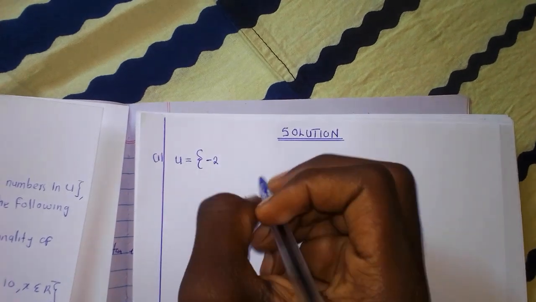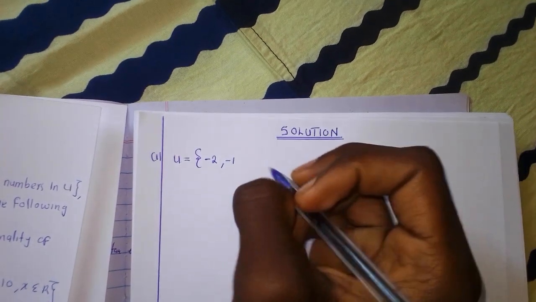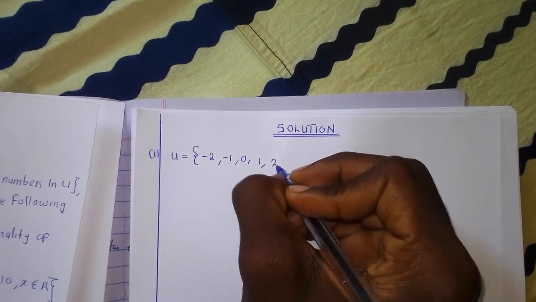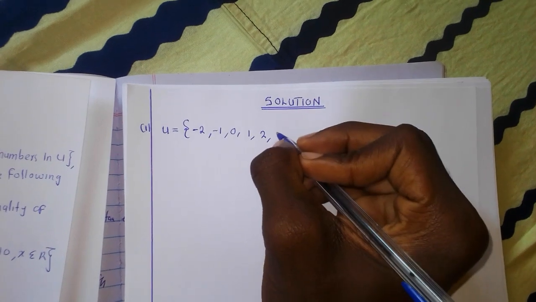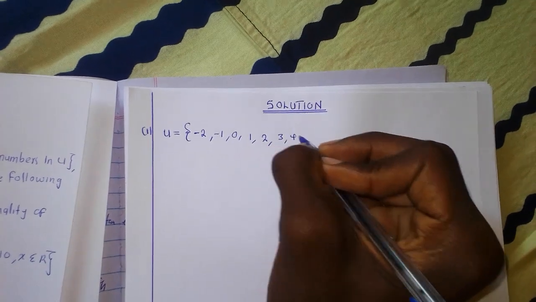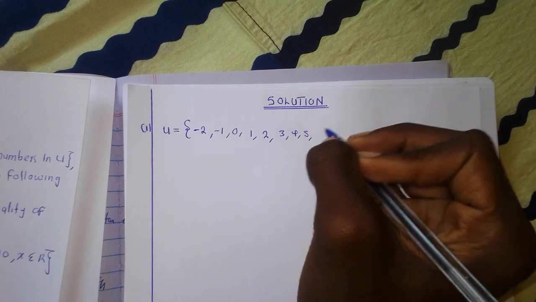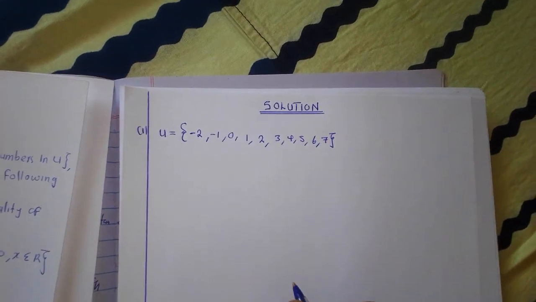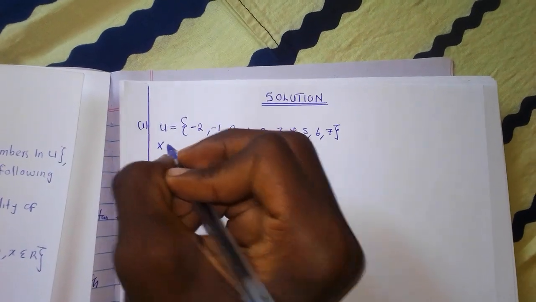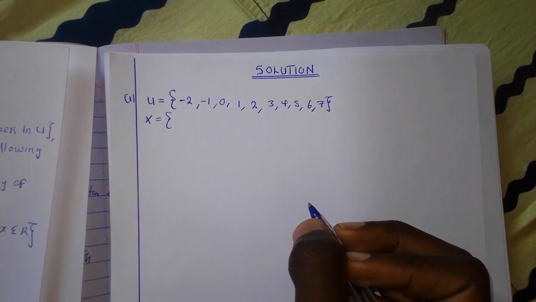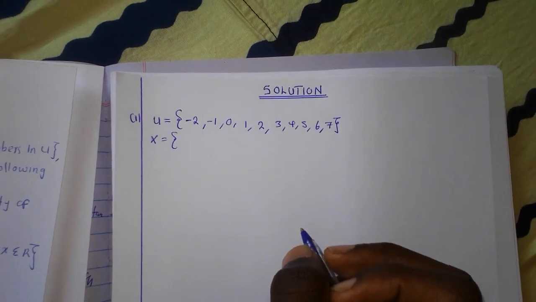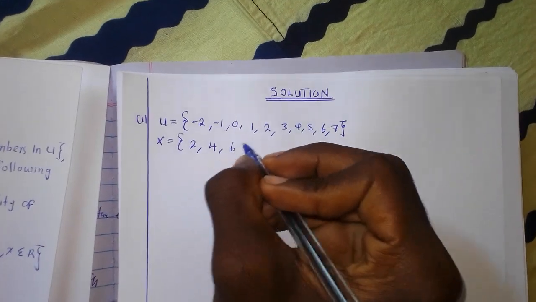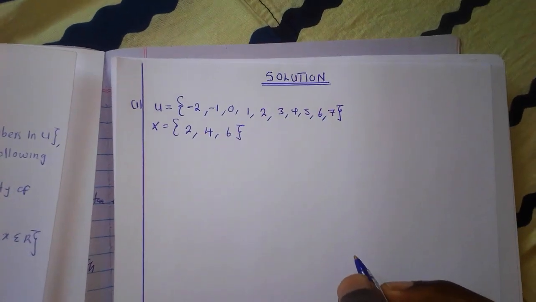We have -2, -1, 0, 1, 2, then we have 3, 4, 5, 6, 7. This is the universal set. Then we have been told that X is simply a set of even numbers in U. Now the even numbers in U are simply 2, 4, and 6. These are the even numbers in U.